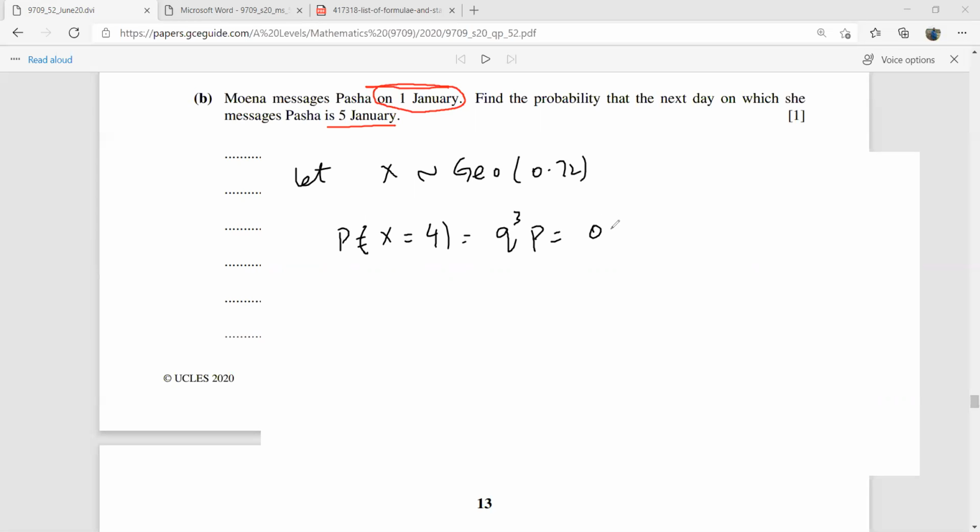So 0.28 to the power 3 times 0.72. That is how you will find that. This is just one part given on the geometric distribution. What is the answer? 0.0158. So that should be the right answer. Let's move on to the last part then.